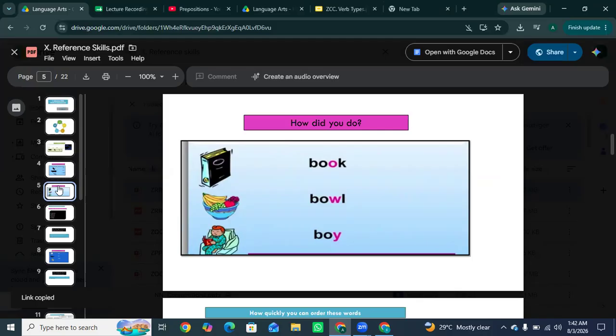How did you do? Book, bowl, and boy. The first two letters are the same, B, O, B, O. So look at the third letter, O, W, and Y, and then arrange them. So book, bowl, and boy.